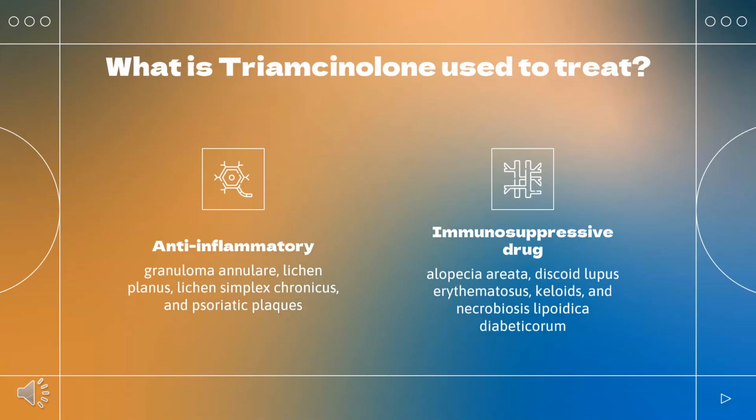What is triamcinolone used to treat? Triamcinolone hexacetonide injections are indicated for intralesional administration in alopecia areata, discoid lupus erythematosus, keloids, and necrobiosis lipoidica diabeticorum. This formulation can also be used for localized hypertrophic infiltrated inflammatory lesions of granuloma annulare, lichen planus, lichen simplex chronicus, and psoriatic plaques.